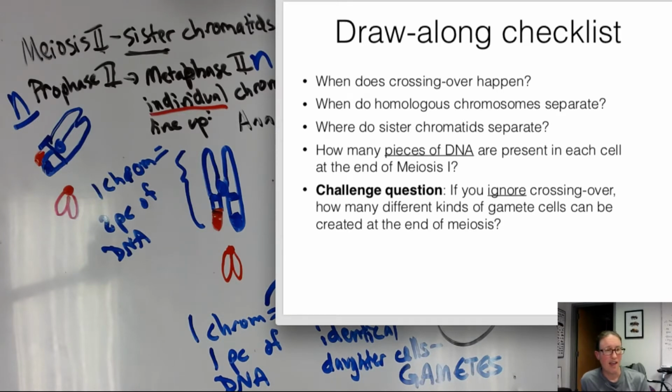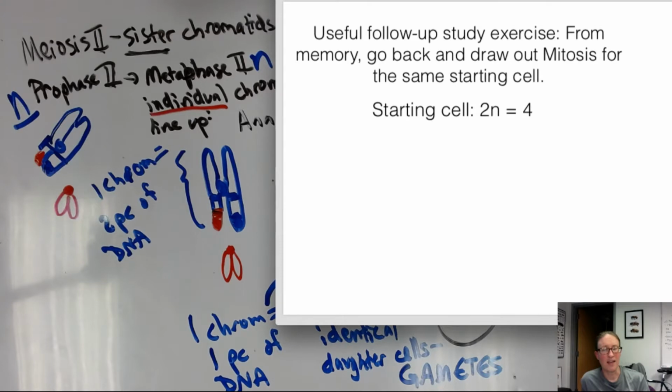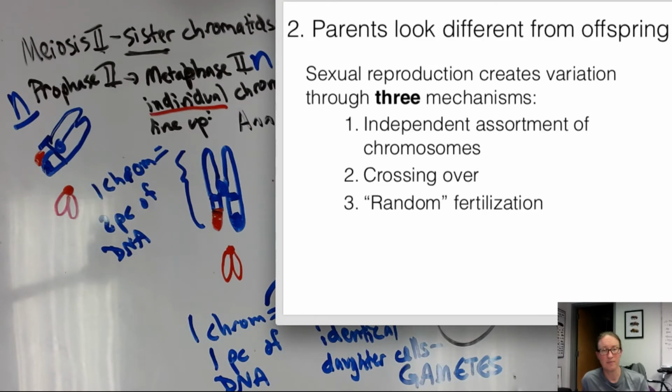And then lastly, here's another question to think about. If we ignore crossing over, in the cell we've worked with, how many different kinds of gamete cells can be created at the end of meiosis? How many different kinds are possible? All right, and another useful follow-up study exercise would be to, from memory, go back and draw out mitosis for the same starting cell. So that was that diploid cell 2n equals 4, to contrast mitosis with meiosis.